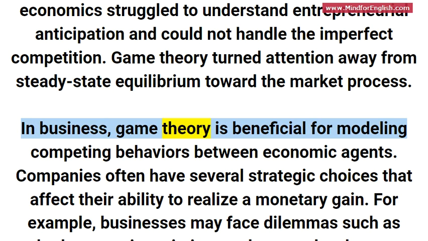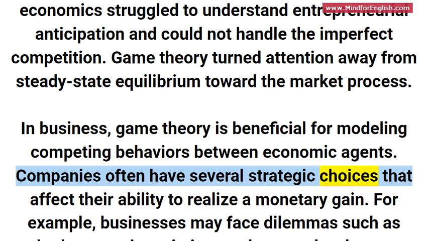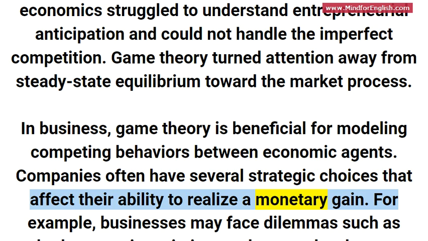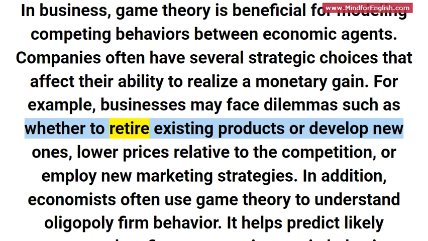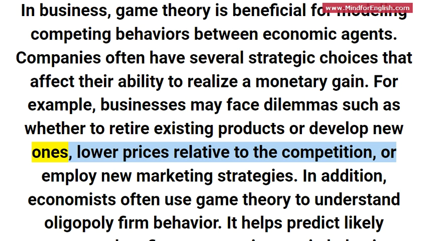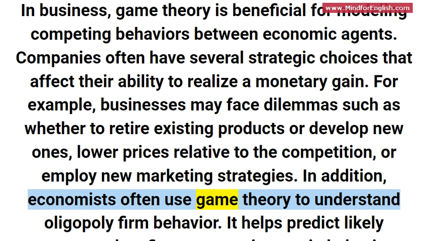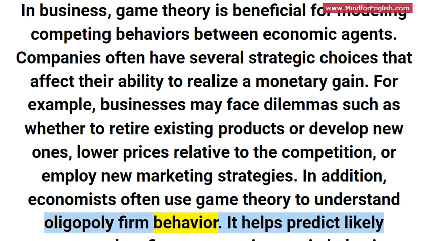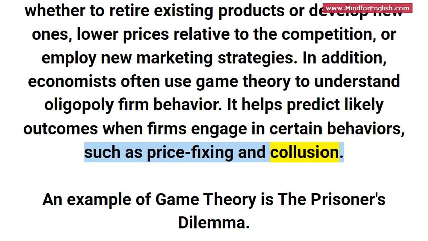In business, game theory is beneficial for modeling competing behaviors between economic agents. Companies often have several strategic choices that affect their ability to realize a monetary gain. For example, businesses may face dilemmas such as whether to retire existing products or develop new ones, lower prices relative to the competition, or employ new marketing strategies. In addition, economists often use game theory to understand oligopoly firm behavior. It helps predict likely outcomes when firms engage in certain behaviors, such as price fixing and collusion.